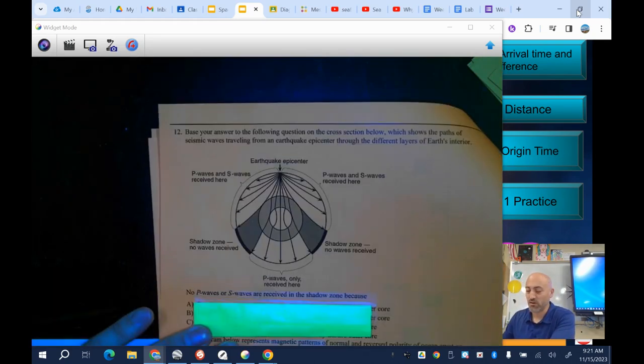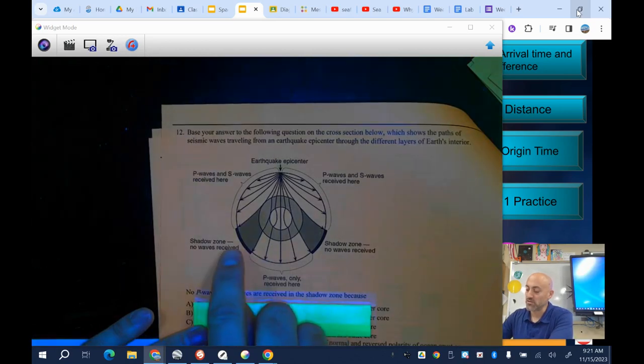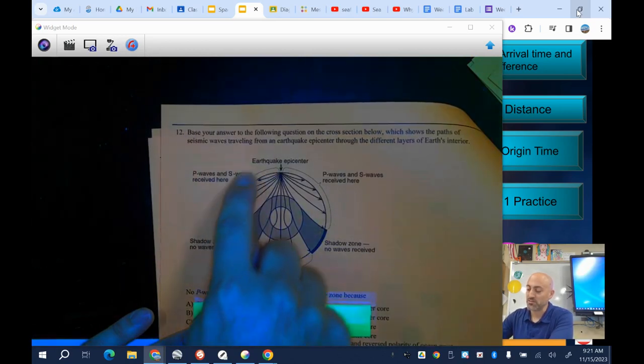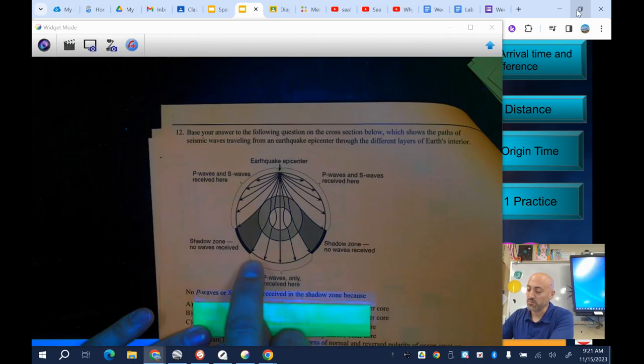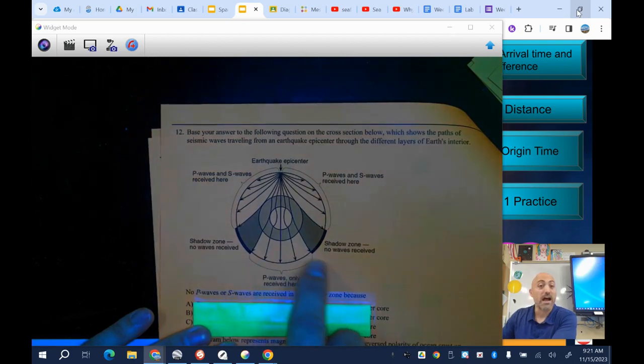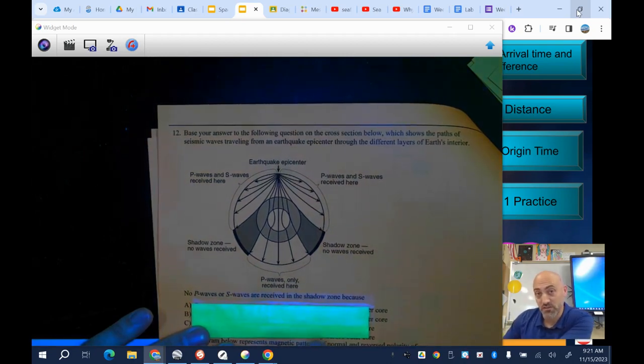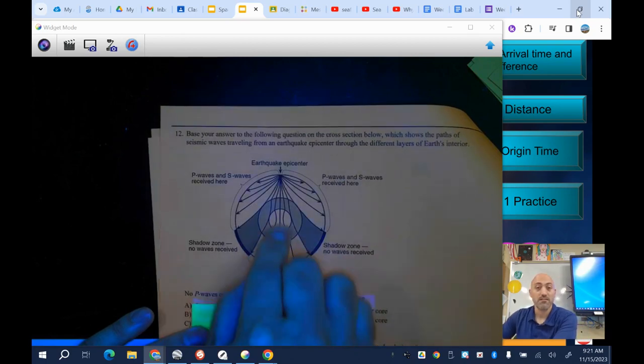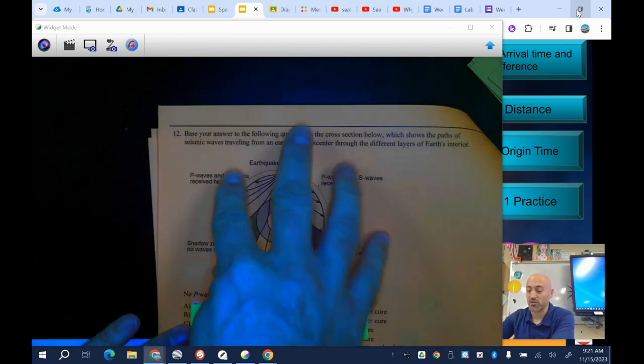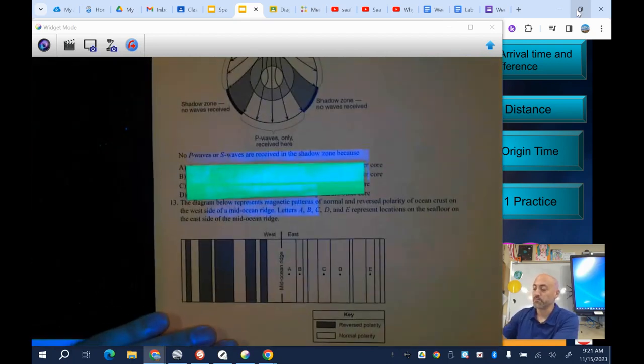Hey, look, another diagram that you've seen many times before. Okay, so you've got a shadow zone. P waves and S waves get to both sides. Only the P waves get to this side. I'm not explaining all the concepts in this video. You need to go into that diagram in your notes and make sure you understand the concept. This is how you go over things for the quiz.